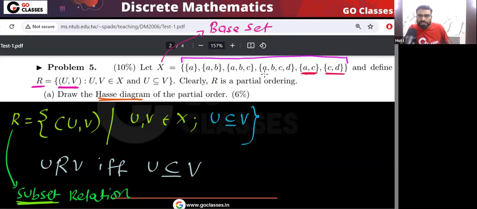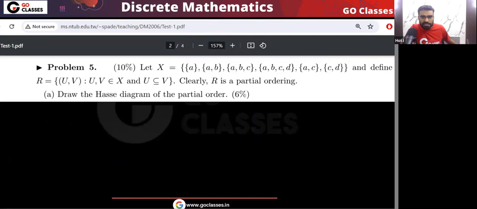You can see in your base set every element is a set. So remember, this subset relation is always a partial order relation. Very simple. Now for a partial order relation, you can create the hash diagram. So let's create the hash diagram now.